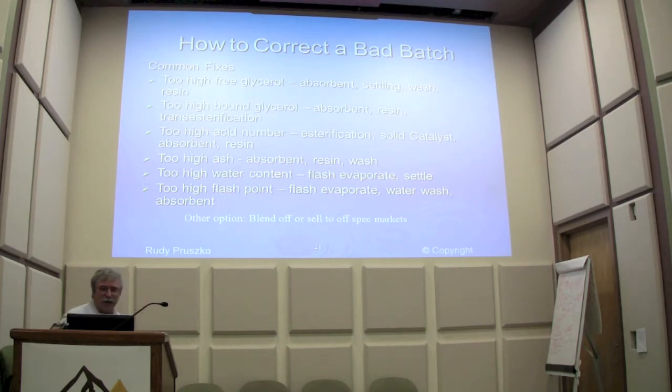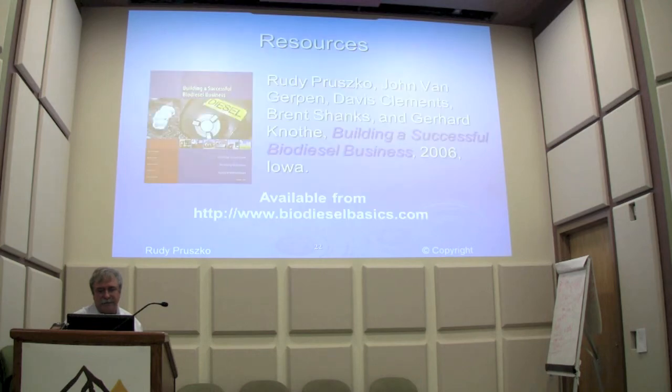Just go through this quick list. You can read through it. Here's if you have too high free glycerin in your final product. These are all the steps that you could sort of address. Too high water content, flash evaporator or settle. Water will settle out of biodiesel. Too high flash point, it's probably because you still have methanol in there, so you have to get that out.